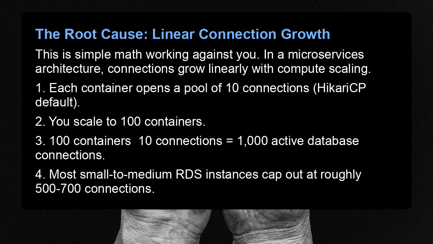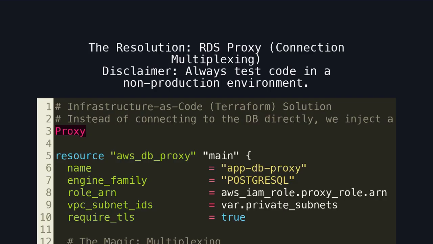1. Each container opens a pool of 10 connections, HikariCP default. 2. You scale to 100 containers. 3. 100 containers times 10 connections equals 1,000 active database connections. 4. Most small to medium RDS instances cap out at roughly 500 to 700 connections. The resolution: RDS Proxy connection multiplexing.